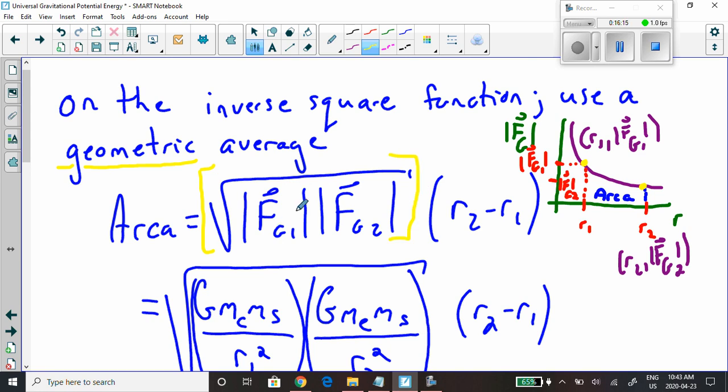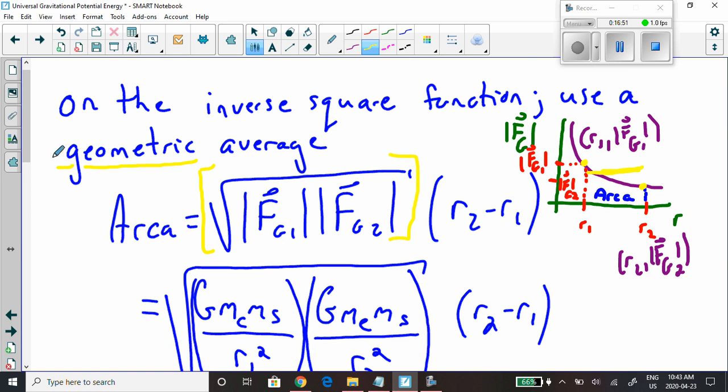Instead of adding the two of them and dividing by 2, you multiply the two of them. So you take this part of the ordered pair, you take that part of the ordered pair, you multiply them together, and then you square root. And that will give you some average height in here. And then the base remains the same, R2 minus R1. So we're finding a different way of finding the average height to complete our rectangle, and that is done using a geometric average.